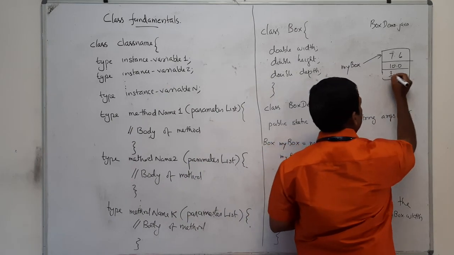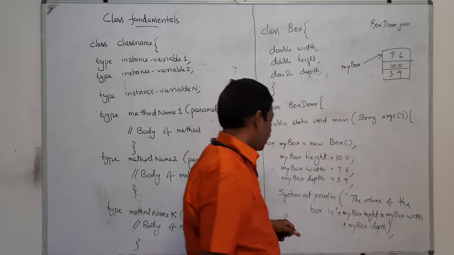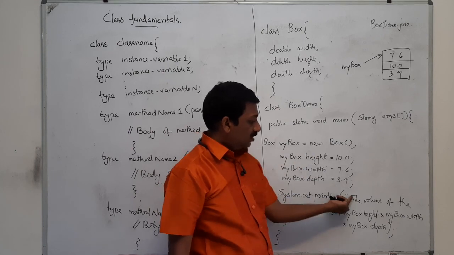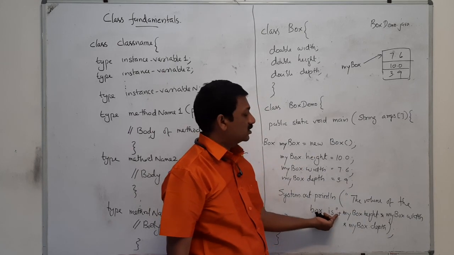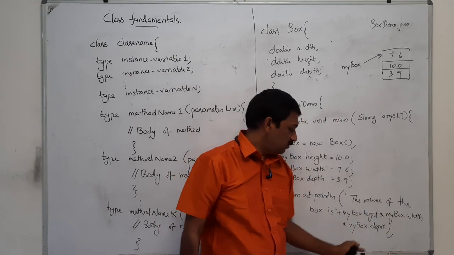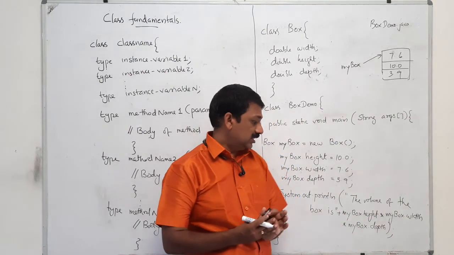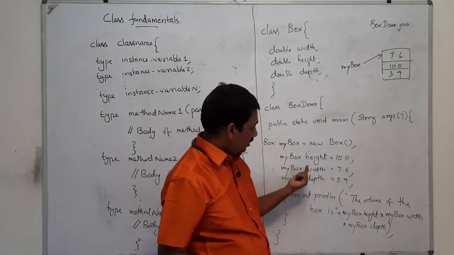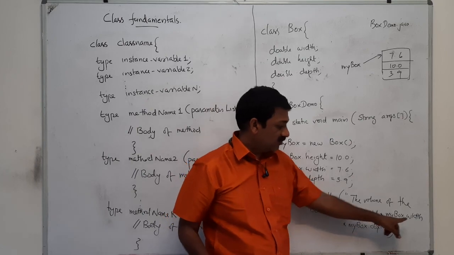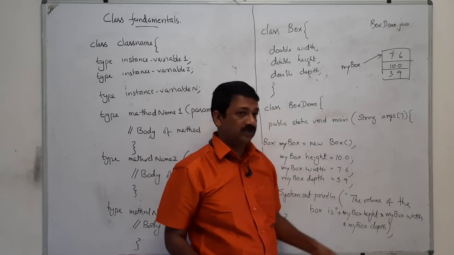Okay. Then system dot out dot println. After that, it is printing the volume of the box is my box dot height into my box dot width into my box dot depth. That means it is printing after multiplying these three values.